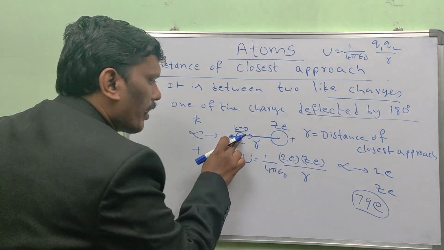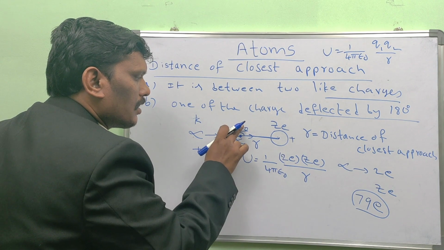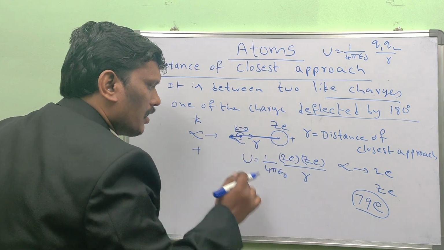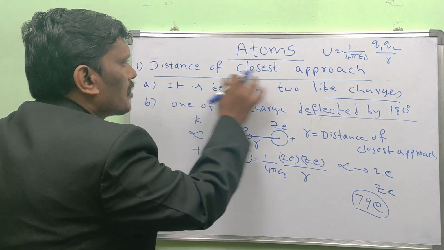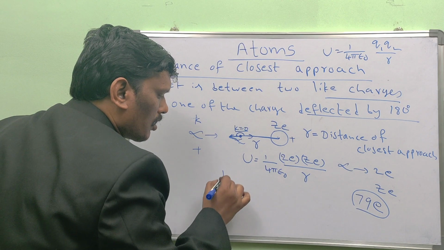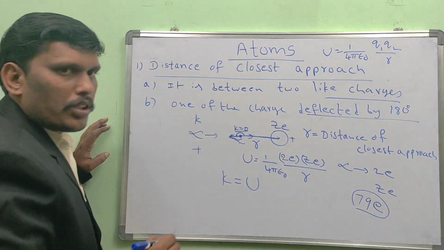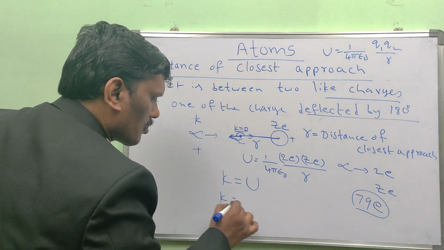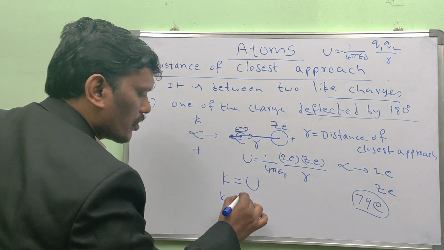Here what happened at this point? The total kinetic energy becomes zero. At the distance of closest approach, the total kinetic energy is converted into potential energy. Generally, what is the kinetic energy? Kinetic energy is equal to half mv square. We know that.